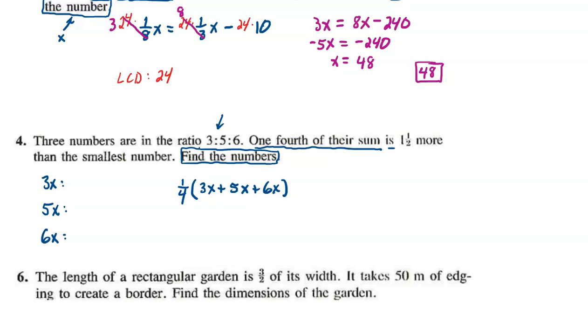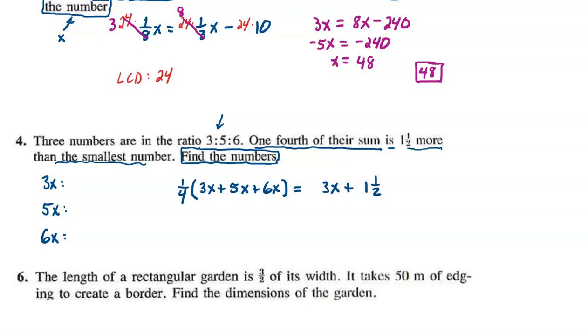Now it has the word is. That's an equals. Now it says 1.5 more than the smallest number. 1.5 more than is when you add 1.5 to the smallest number. The smallest number is 3x. And we're going to add 1.5 to that.